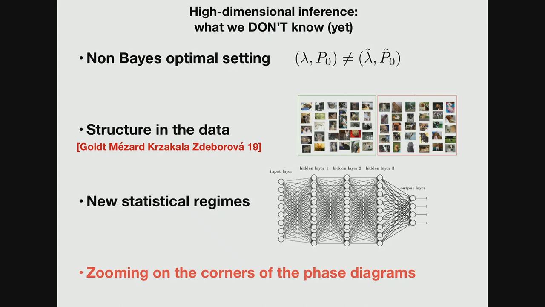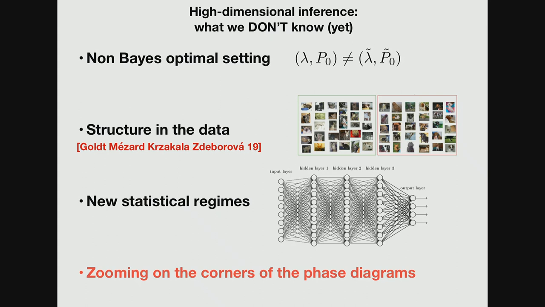Okay, you have a perfect matching between the parameters you assume as a statistician and the real parameters that are in the model. So for example, you assume that the signal-to-noise ratio that you use would be the same, but in the non-Bayesian, in the non-Bayes optimal setting, you have mismatch. The prior could be not the true one that generated the data. The one you assume can be different, and so on and so forth.